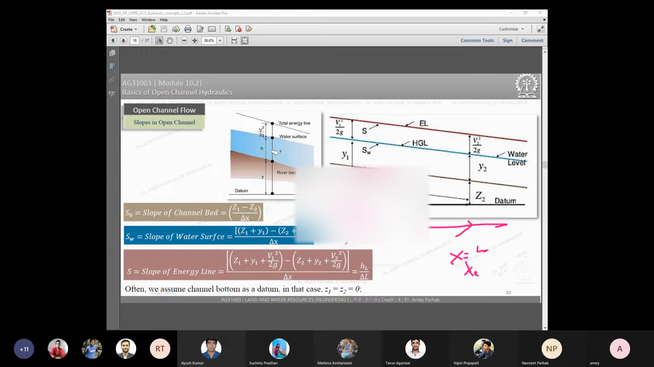So this is your datum. With respect to this datum, this is elevation Z1. Here it is Z2. Here it is Y1 and Y2. So we are saying that the surface is more or less flat, and this is your hydraulic grade line. So what is the hydraulic grade line? What is hydraulic slope? Slope of water surface.